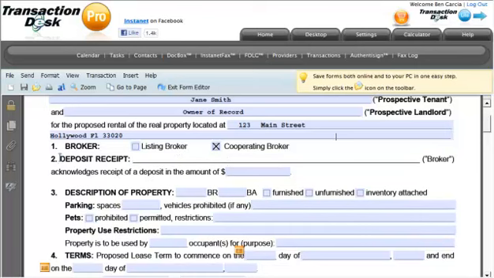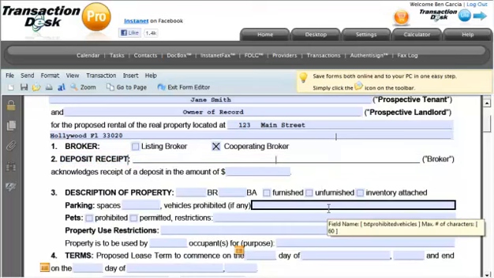Deposit receipt, very important. This is not the security deposit. It's not first, last, and security. This is deposit receipt, basically put in as good faith. Who's it going to go to? Hollywood Homes or any other third party, title company, etc.